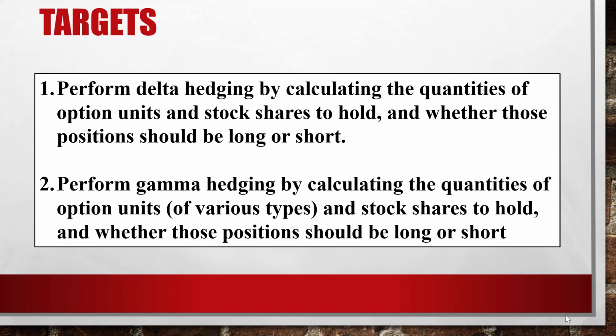Number two, we need to know how to perform gamma hedging by calculating the quantities of option units of various types and stock shares to hold, and whether these positions should be long or short. Again, long or short here means whether we buy or we sell in order to have either a long position or a short position in a portfolio. Let's say, for example, if I sell, then it should be short, but if I buy, it should be long.